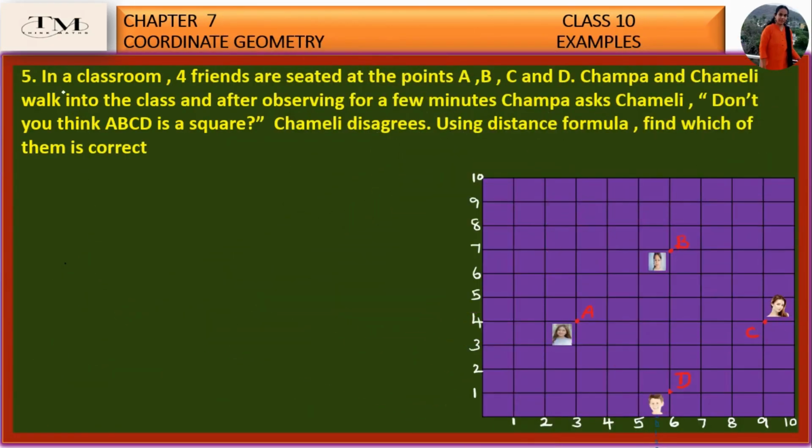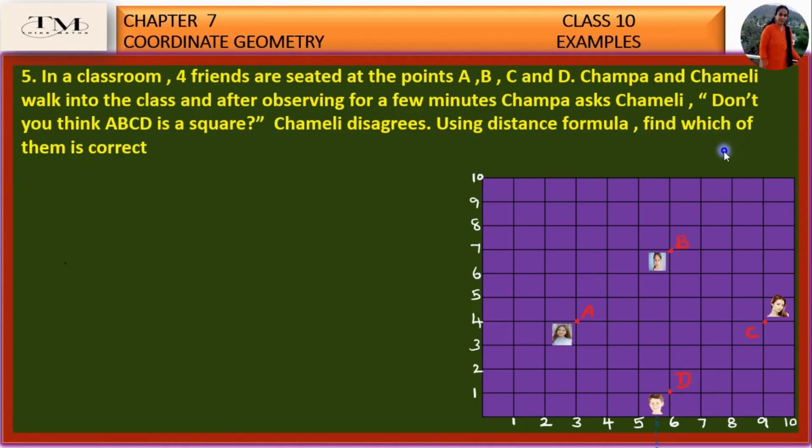Fifth question. In a classroom, four friends are seated at the points A, B, C, and D. Champa and Chameli walk into the class, and after observing for a few minutes, Champa asks Chameli, "Don't you think ABCD is a square?" Chameli disagrees. Using distance formula, find which of them is correct.